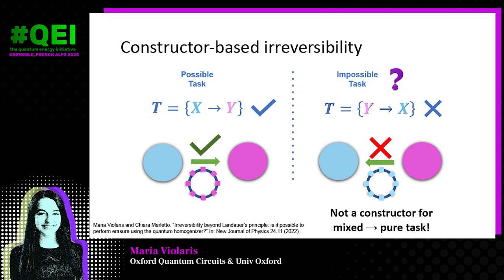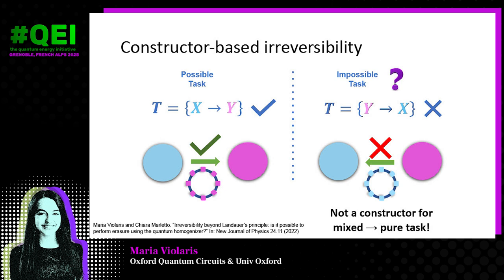But in the work that I've done looking at constructor-based irreversibility, we found some cases where this machine is a constructor and some where it isn't. In particular, I was looking at the task of turning a maximally mixed state to a pure state versus a pure to a mixed state. And what we find is that in the pure to mixed case, you can build a constructor from this homogenizer, but in the mixed to pure case, you can't. So there's this asymmetry, and that connects to irreversibility, because you could say there's a constructor for pure to mixed, and there's no constructor for mixed to pure, even though everything's unitary, reversible dynamics.